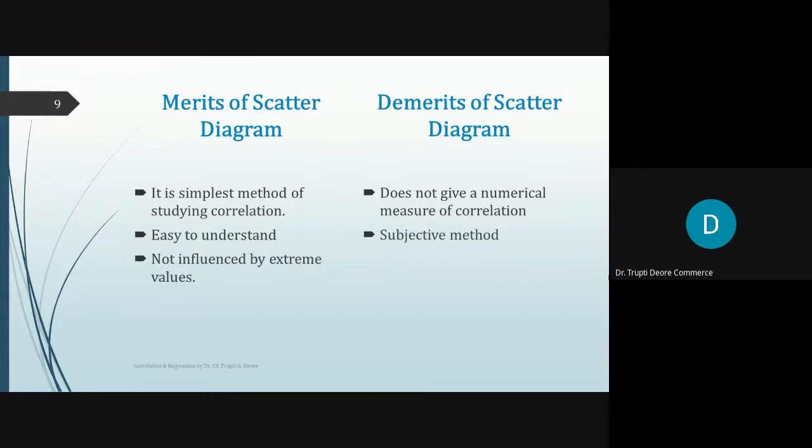Then it's a subjective method. It depends on the subject only, and that's why it is not applied to qualitative data. Whatever data is available must be in quantity. If data cannot be converted into quantity, then you cannot apply this diagram, because you don't have data in the form of numbers. If you don't have numbers, you cannot plot the points on the graph, and that's why you don't get the scatter diagram.